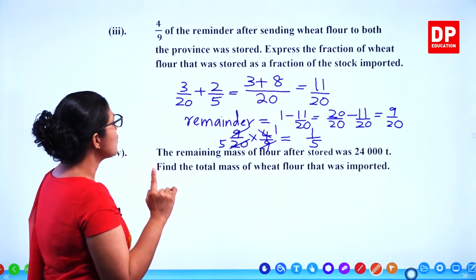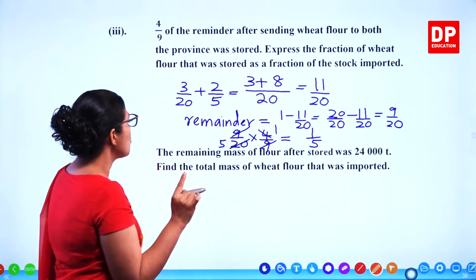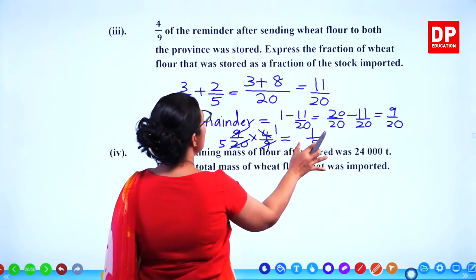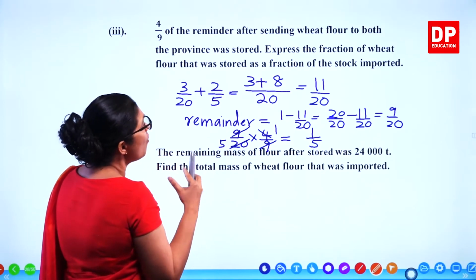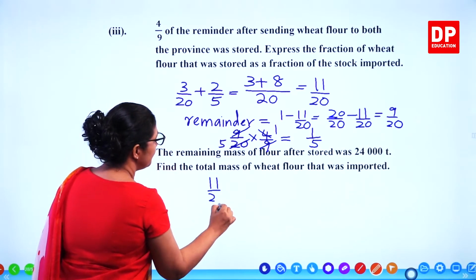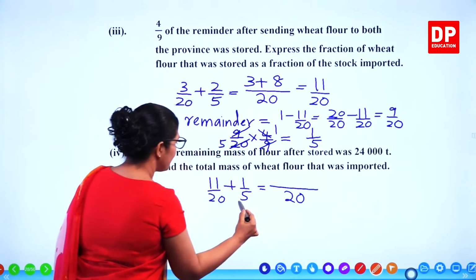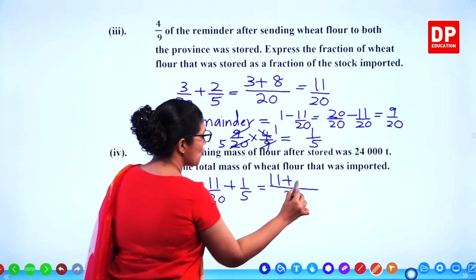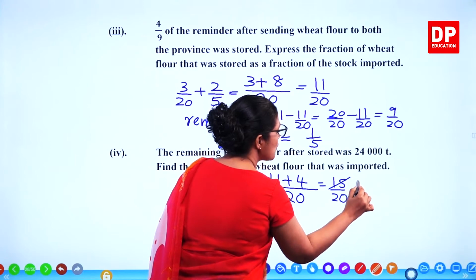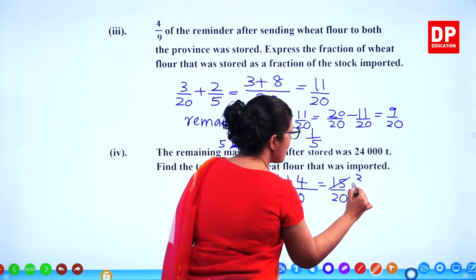The remaining mass of flour after storing was 24,000 tons. Find the total mass of wheat flour that was imported. Now this is stored, 1/5. What's the remaining part? Here 11 over 20 plus 1/5: you get 11 plus 4, so 15 over 20. You can divide by 5: 5 times 3, 5 times 4.